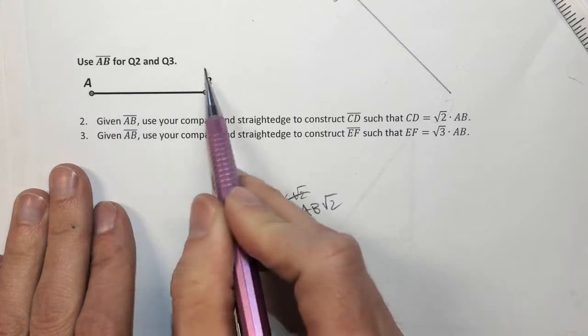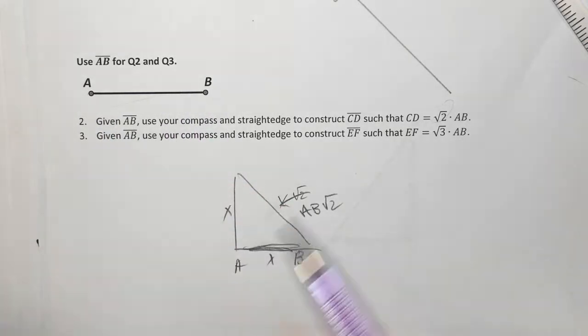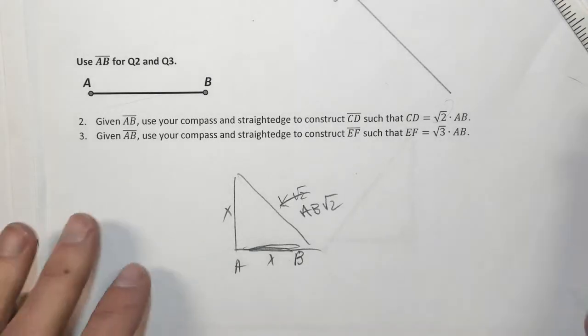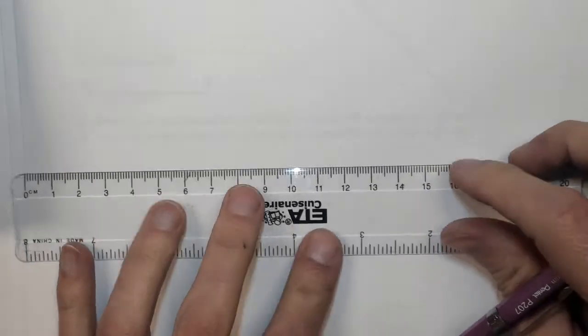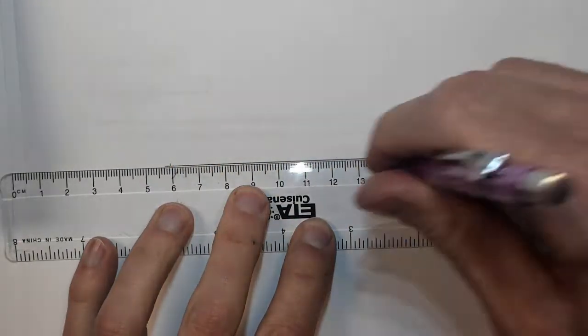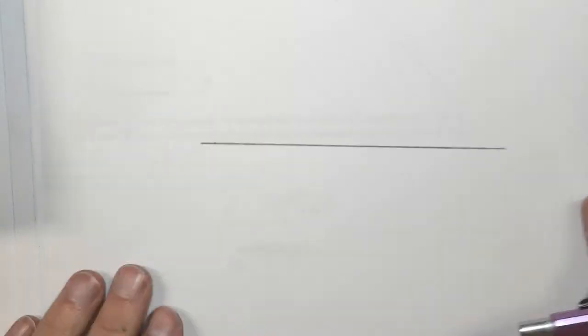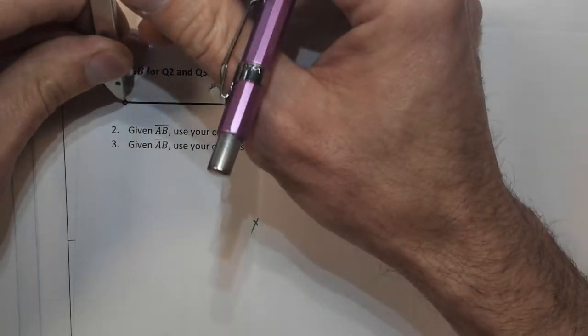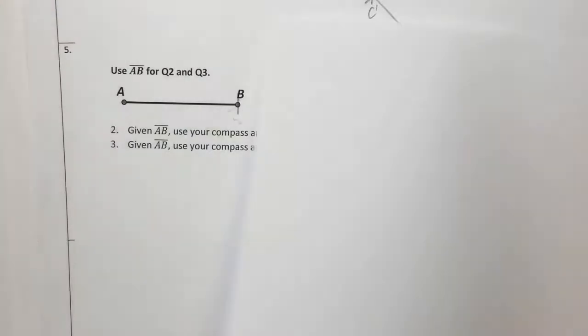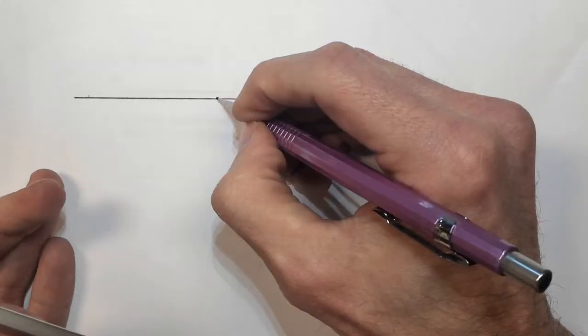Which just means I have to use this segment length in order to make an isosceles right triangle, which is half of a square. And there's a number of ways to do half of a square. So the first thing that I will do is draw myself a large line here. All right, and on this line, I'm going to put the segment AB on here. So I'll stretch my compass from one side of it to the other side. Okay, and I'll put that someplace on here.